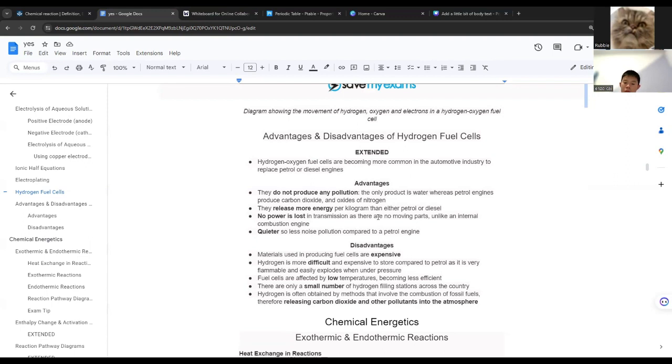And they release more energy per kilogram than petrol or diesel. That means that hydrogen produces more energy than petrol or diesel per kilogram. And no power is lost in transmission as there are no moving parts, unlike an internal combustion engine, where the engine has to move.